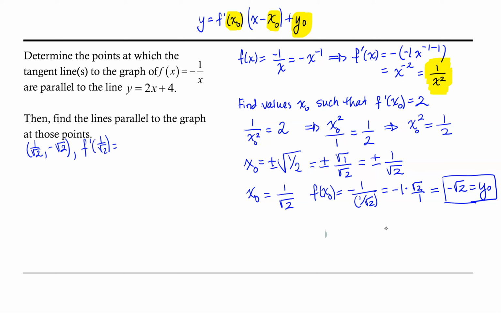Recall f prime was 1 over x squared. So f prime at 1 over square root of 2 will be 1 over 1 over square root of 2 squared, which is 1 over 1/2. If I square the numerator 1, I get 1. And if I square the denominator square root of 2, I get 2. Multiplying by the reciprocal of the denominator, I get 1 times 2 over 1. So I get that the slope of the tangent line there is 2.